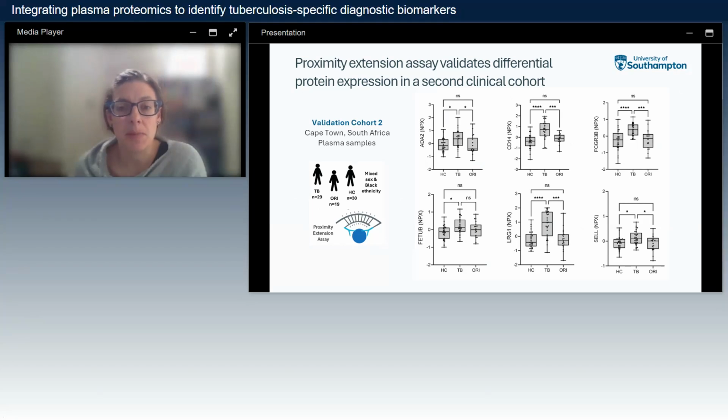We then took this 6-protein panel forward and validated it in a second clinical cohort. So this was a cohort that was collected in South Africa. This was plasma samples, again with the same groups of controls, TB and other respiratory tract infections. It was a mixed-sex cohort, all exclusively Black ethnicity, and again used the same proximity extension assay panels to investigate the protein expression. And you can see when we just looked at those 6 proteins of this really highly performing diagnostic panel, again, there is this maintenance of a significant degree of TB specificity, which was really exciting to see.